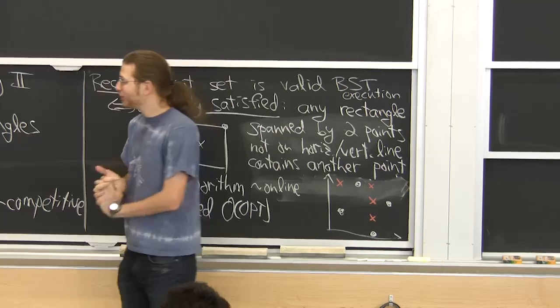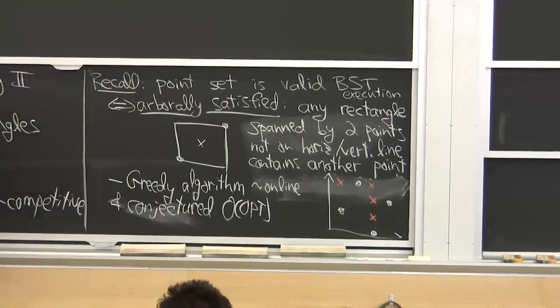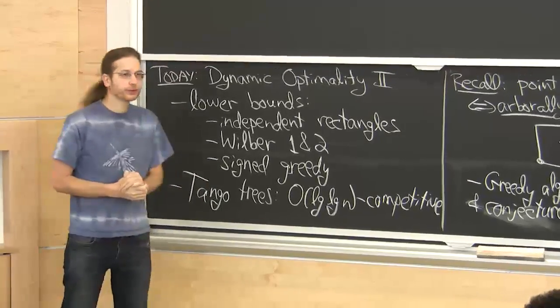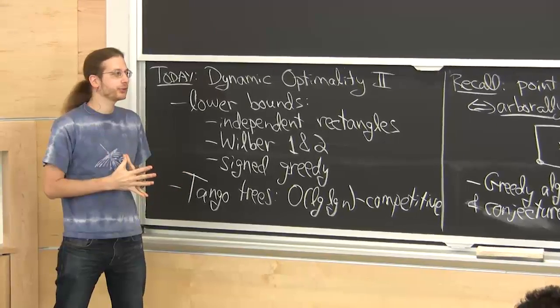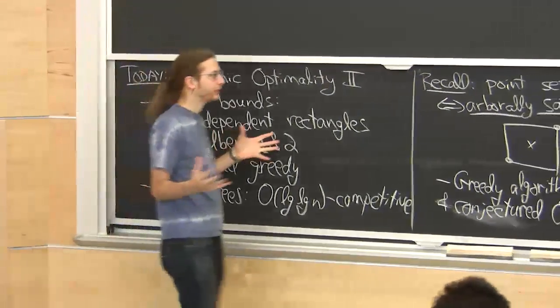All right, welcome back to Dynamic Optimality. This is the second of two lectures, and today we're going to focus mainly on lower bounds. So last time we saw this geometric connection to binary search trees.